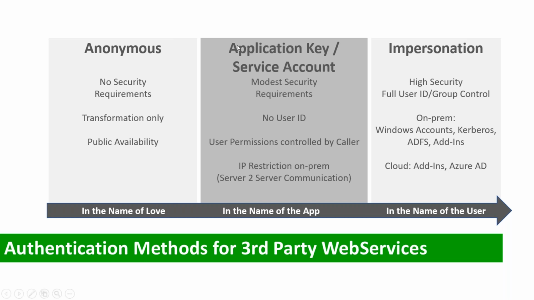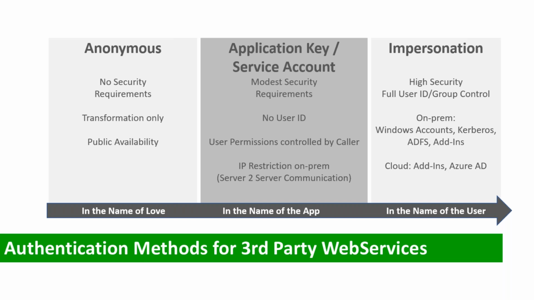So then you need something like an application key, a service account. This is okay for modest security requirements. You can identify a customer, an organization calling your web service, but not the exact user. You can use that to call third-party web services from SharePoint as well, as long as you can ensure that nobody else is able to call your web service. If you can ensure that only from your SharePoint the web service can be called, then you can rely on permission management of your SharePoint or Dynamics 365 or whatever.